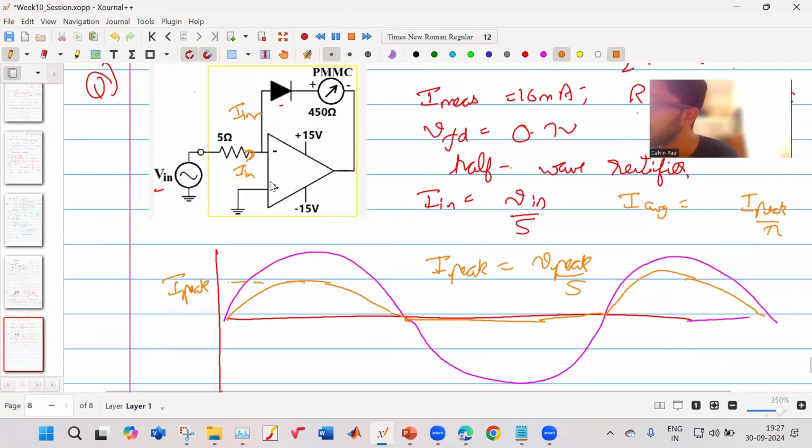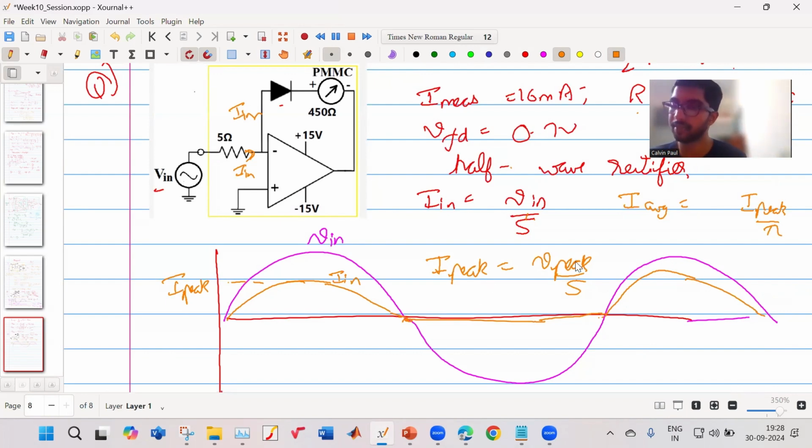Okay. So this is your input voltage. This is your input current. Input current flows only when your input voltage is positive. When your input voltage is negative, it is 0. And then again, when it is positive, it flows again, and that is given by Vin upon 5. Your average value of current is I peak upon pi, because this is a half-wave rectified value. And your I peak is given by V peak upon 5.